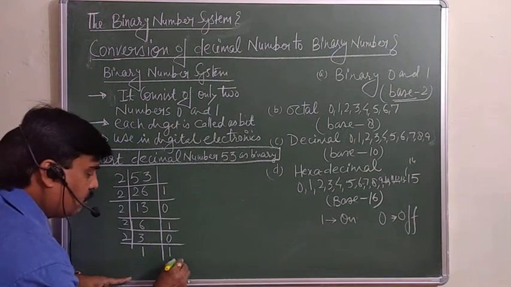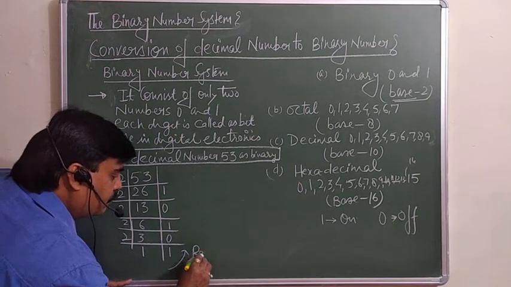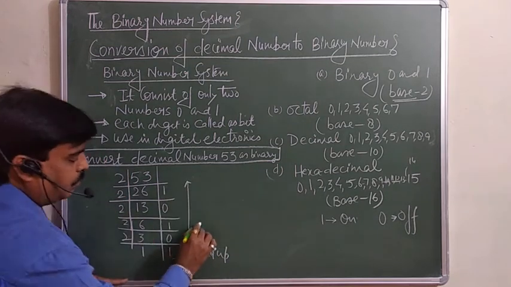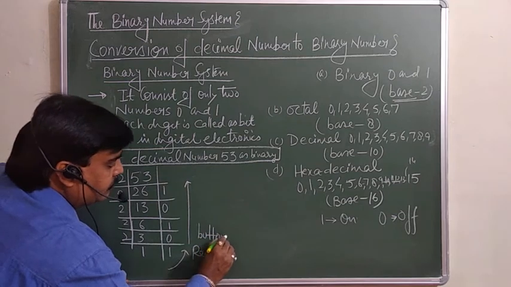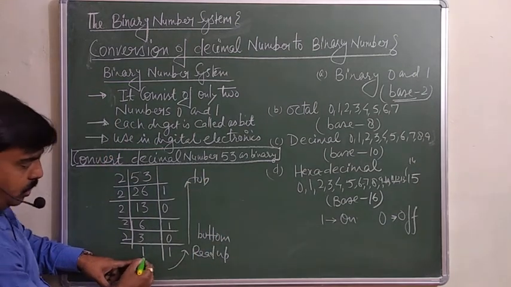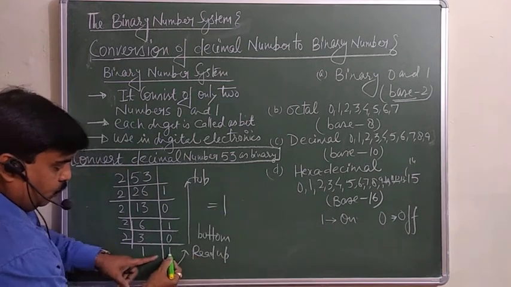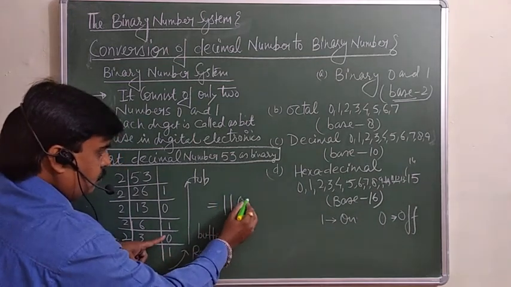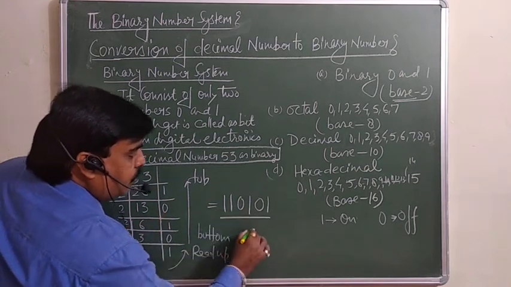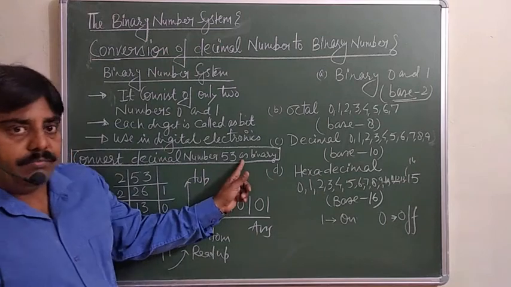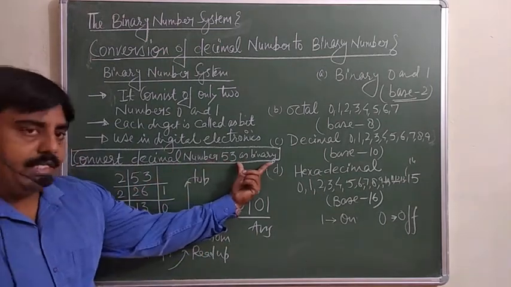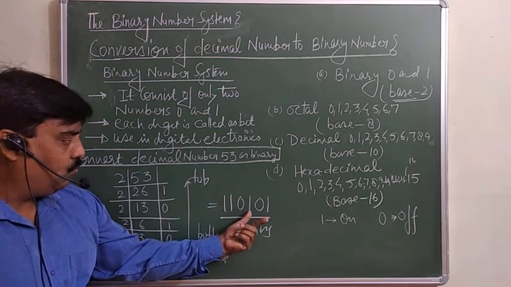Now how do you read it out? Read up, meaning you go from bottom to top. So this digit is also included here. This 1, then this 1, then 0, 1, 0, 1. This is the binary number of 53. So the decimal number 53 can be written in binary form as 110101.